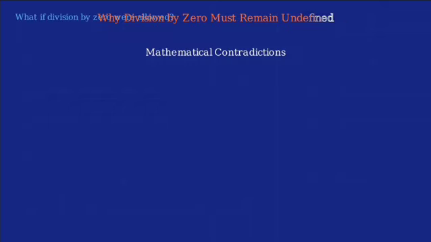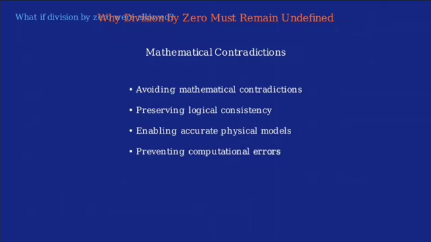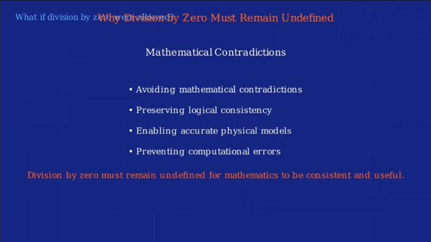To conclude, the prohibition against dividing by zero isn't arbitrary. It's essential for avoiding mathematical contradictions, preserving logical consistency, enabling accurate physical models, and preventing computational errors. Division by zero must remain undefined for mathematics to be consistent and useful in describing our world.